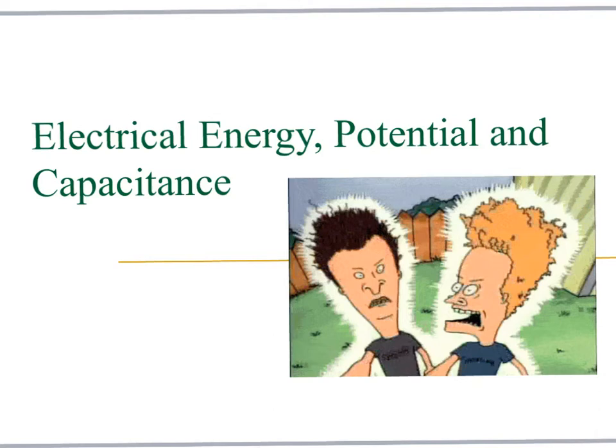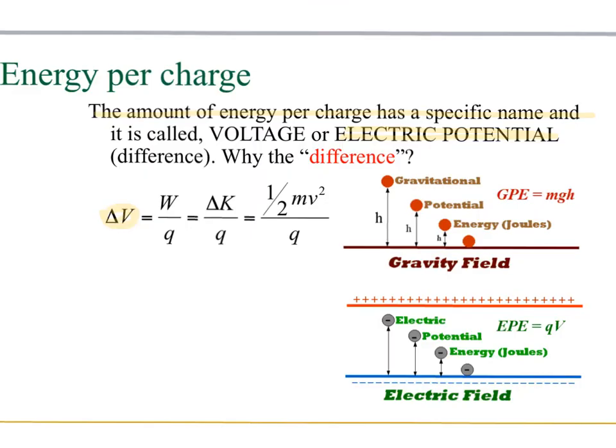In this video, we're going to be looking at our potential energy and our potential difference problems. The amount of energy per charge has a specific name, and that's known as electrical potential or electrical potential difference. And right here we have the symbol for electrical potential difference.